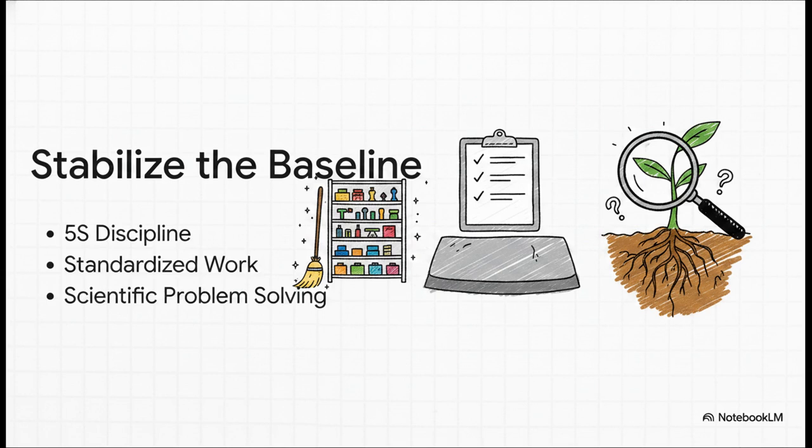So to stabilize operations, teams use the 5S discipline: sort, set in order, shine, standardize, and sustain to bring rigorous visual order to the workspace. You also absolutely need standardized work. That means meticulously documenting your current best practices so you have a rigid starting point to measure against. And when issues inevitably pop up, we don't just put a Band-Aid on the symptoms.